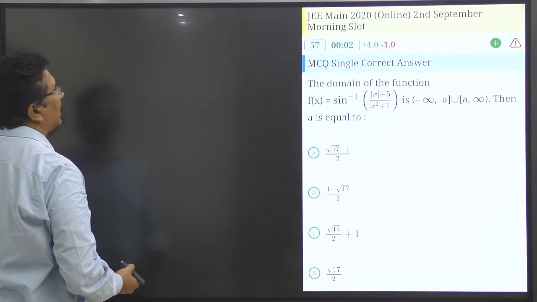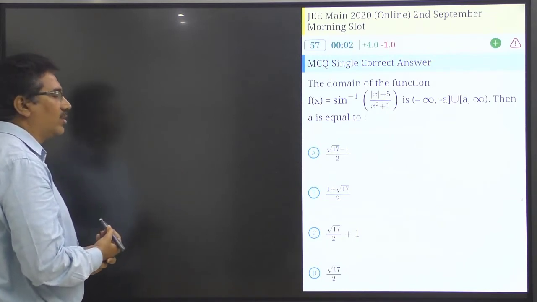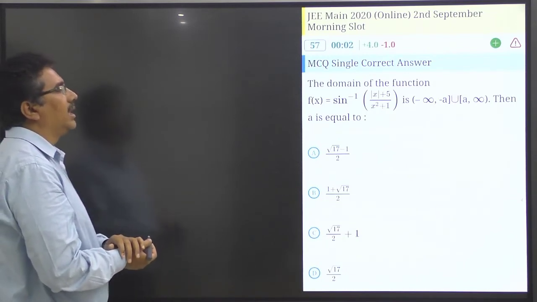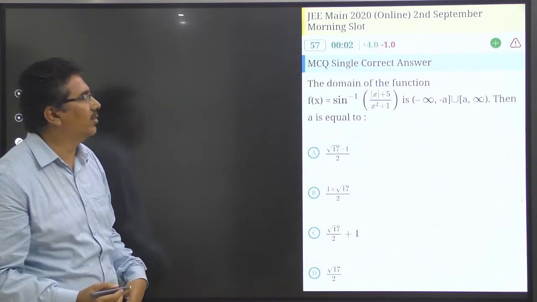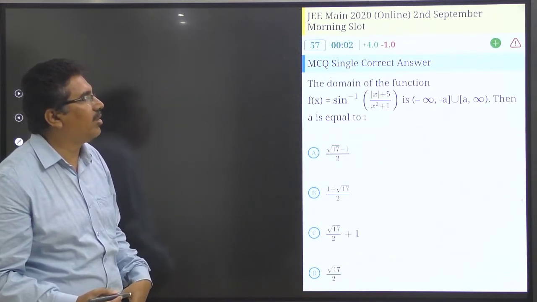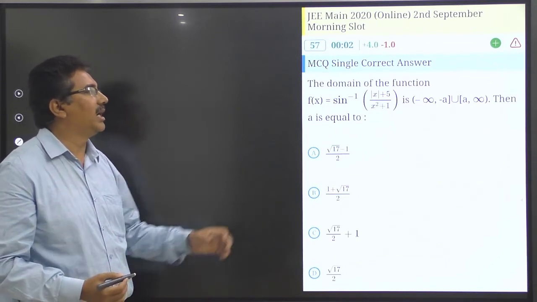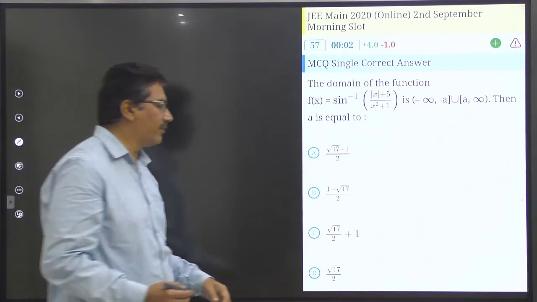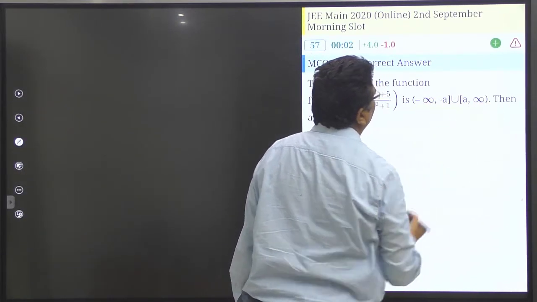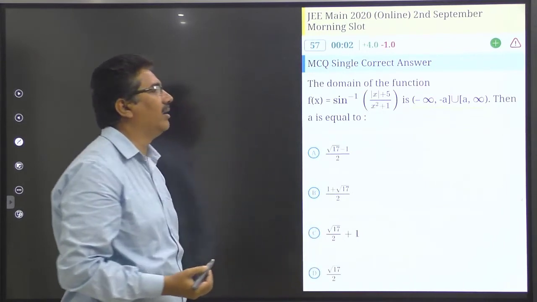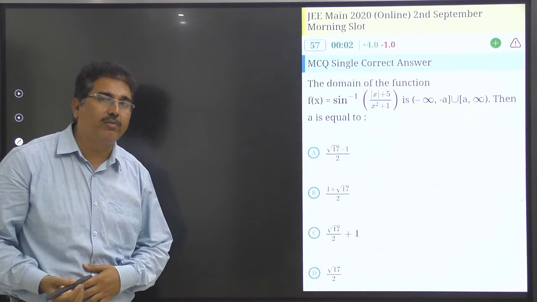Now let us see another one. This is a question based on the domain of the function. f of x is equal to sin inverse of (mod x plus 5) divided by (x square plus 1). The domain of the function is of the form minus infinity comma minus a union a comma infinity. Then we have to find the value of small a.